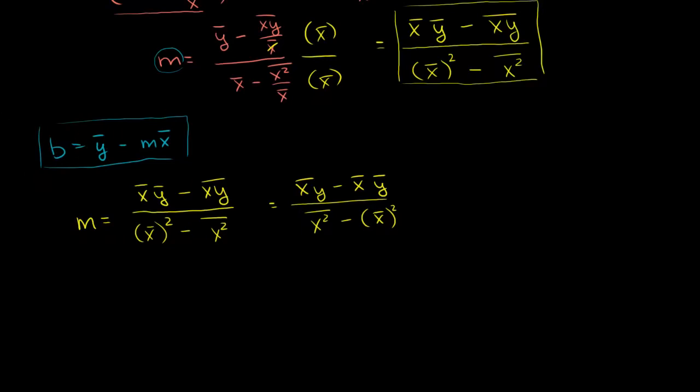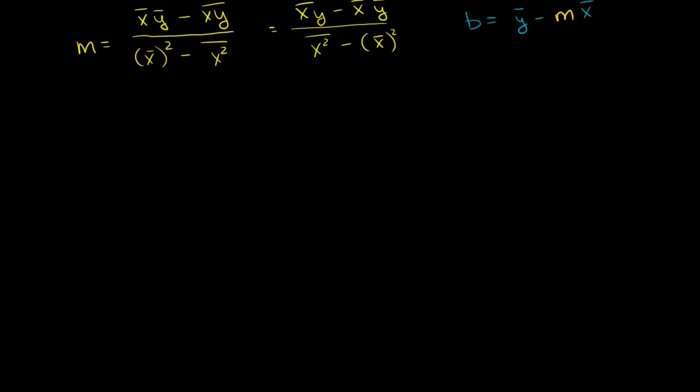And then, of course, whatever you get for m, you can then just substitute back over here to get your b. Your b is going to be equal to the mean of the y's minus your m, whatever m value you solved for over here, times the mean of the x's. Minus m times the mean of the x's. And this is all you need. So let's actually put that into practice.